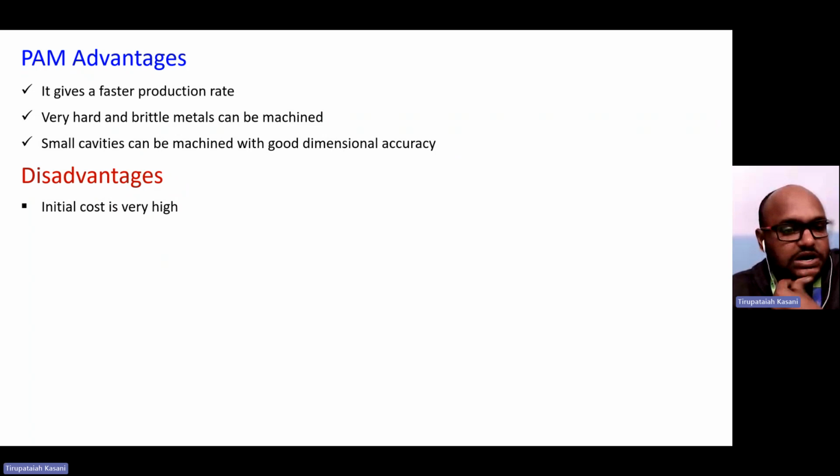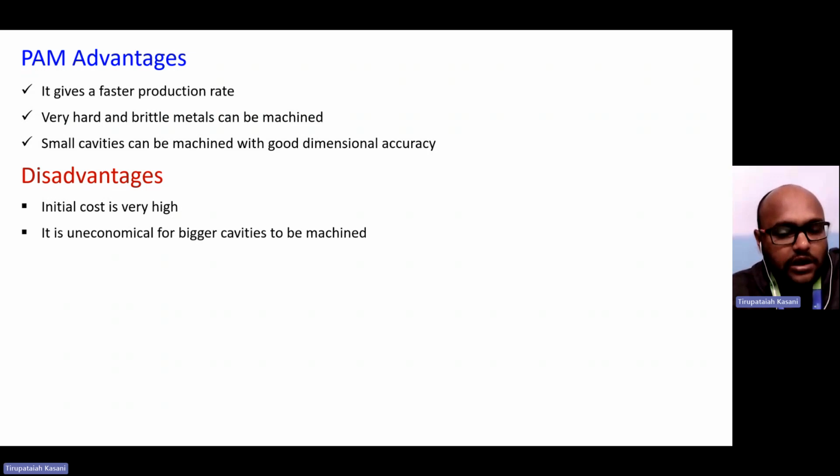And when it comes to the disadvantages, initial cost is very high. It is uneconomical for bigger cavities to be machined. Inert gas consumption is high. Why? Because sometimes we supply gas to the annular space of the nozzle and the center core portion surrounding the tungsten electrode. In both these regions we supply inert gas. That is the reason why consumption is very high.